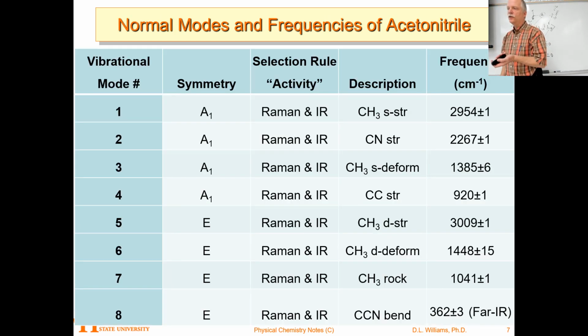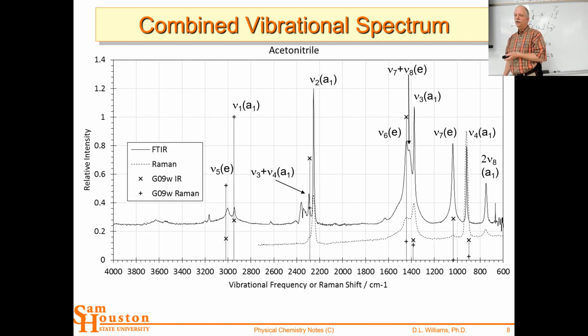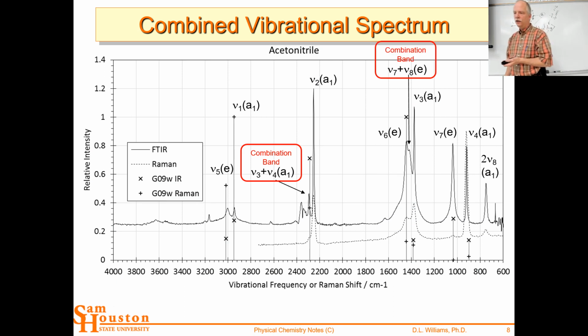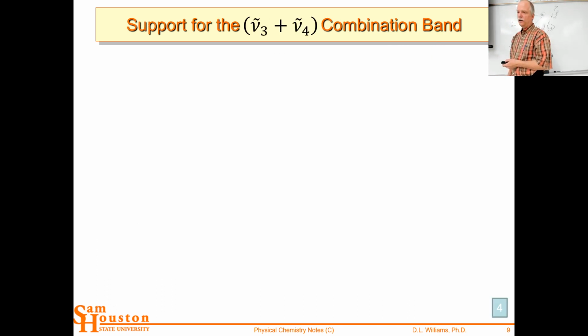Now here are the ones for acetonitrile. We didn't analyze these, but we certainly can. So in this acetonitrile spectrum, we had some combination bands, Nu 3 plus Nu 4, and Nu 7 plus Nu 8. The symmetries of those are given, so we can verify if those symmetries work out. And then we also had an overtone, 2 Nu 8.